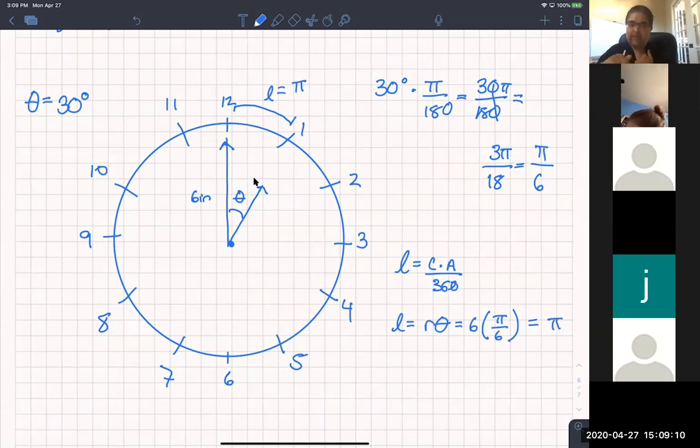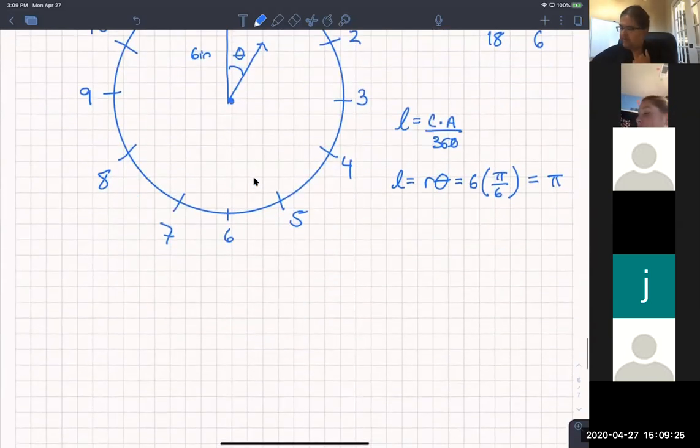The length of the arc of each wedge is pi. But that's not any of my statements. So what are your statements? I'm going to label them A, B, C, D, and E because there are five of them. The first one is: the central angle measure when one hand points at 2 and the other points at 4 is 60 degrees.